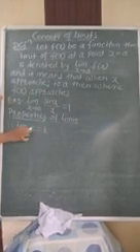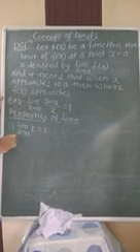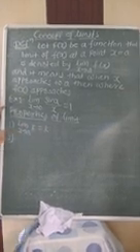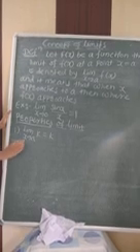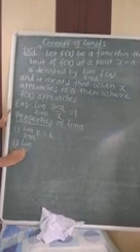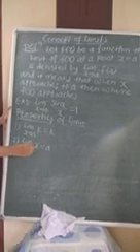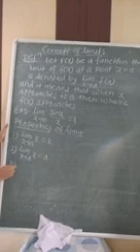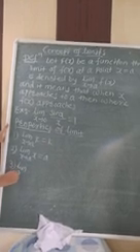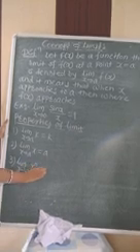Means here there is no value of x, only k. K is the constant. That's why the answer is only constant. Second, limit x tends to a of x. Since x tends to a, the value of x will become a. Limit x tends to a, x raised to n equals a raised to n.